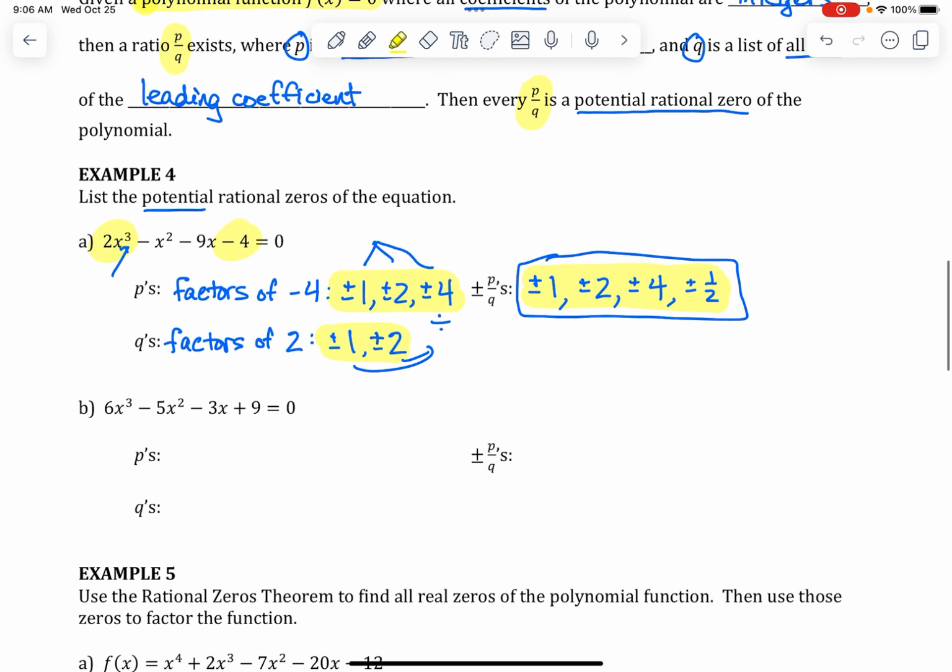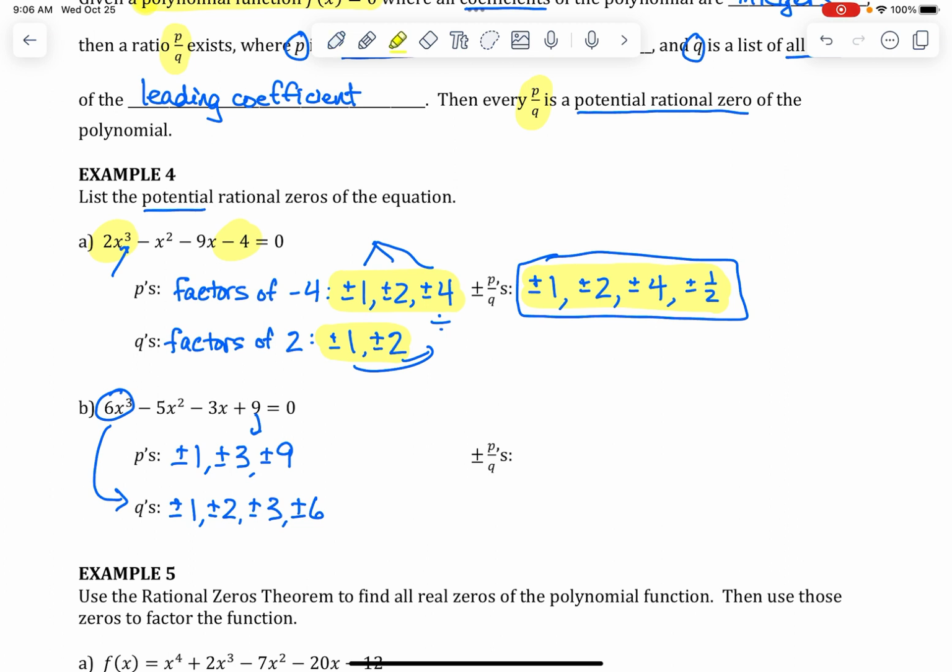All right. So in the second example, you can pause the video and see if you can find the P's and Q's on your own. And then when you come back to the video, you can see if you're right. So the factors of 9 are your P. So that's plus or minus 1, plus or minus 3, plus or minus 9. Okay, fine, no problem. And then you can take all the factors of the leading term, 6: plus or minus 1, plus or minus 2, plus or minus 3, and plus or minus 6, all right? So those are your factors.